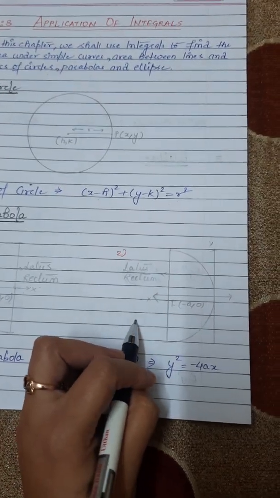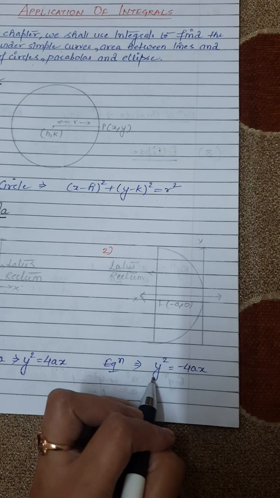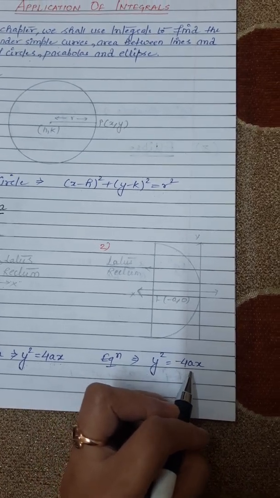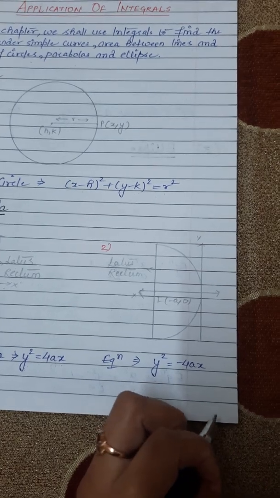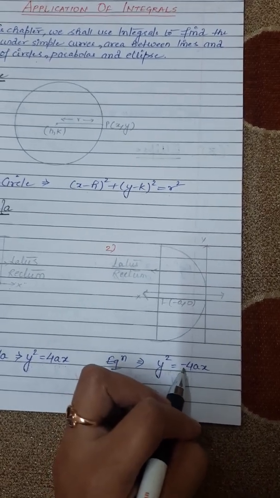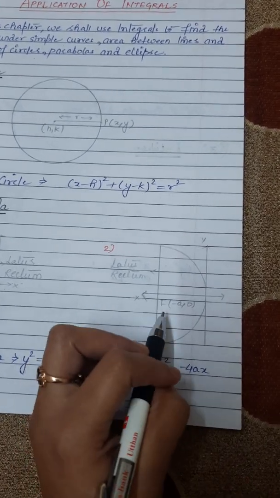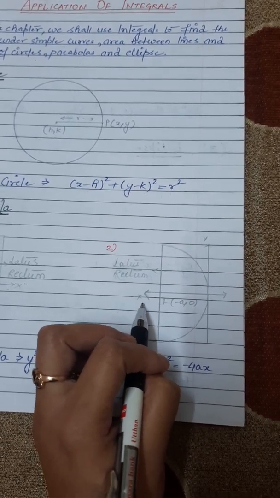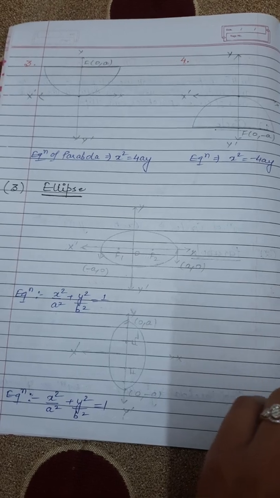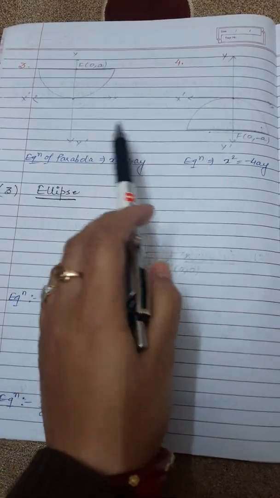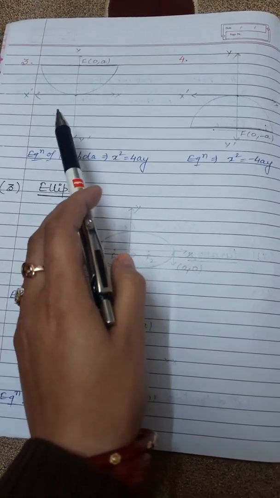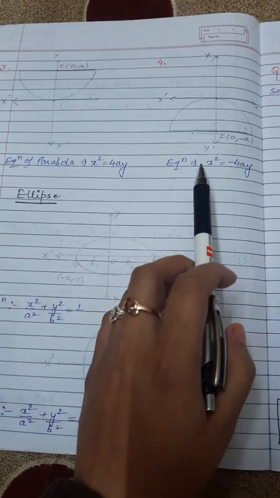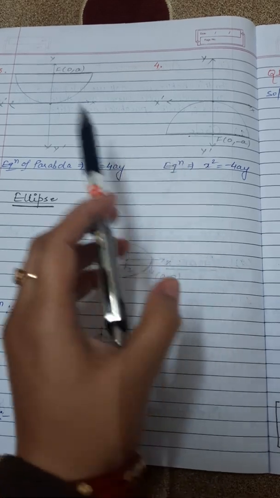There is another figure of parabola whose equation is y square is equal to minus 4ax. This minus sign shows that the focus lies in the negative part of the x-axis. Now there are two more figures of parabola. The first one lies in the upward direction, while the second one lies in the downward direction.